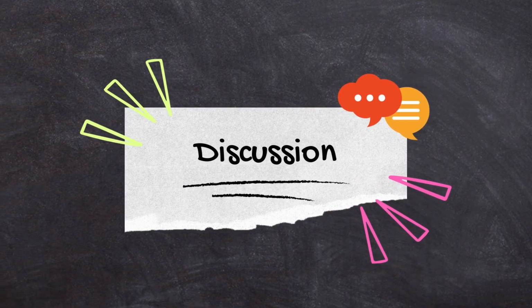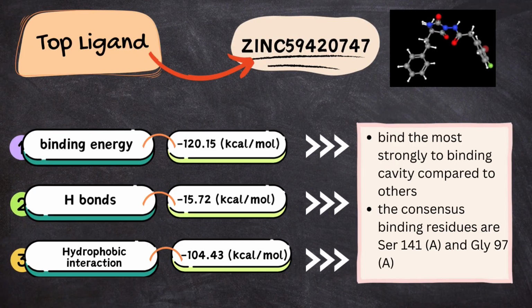Okay, next, let's move on to the discussion. After the docking process, we found that ligand ZINC 59420747 has the strongest overall predicted binding affinity due to its combination of strong hydrogen bonds and van der Waals interactions. Thus, it binds strongly to the binding cavity compared to other ligands. Based on all ligand-protein interactions individually, we found that the consensus binding residues of the protein are serine 141 from chain A and glycine 97 from chain A.